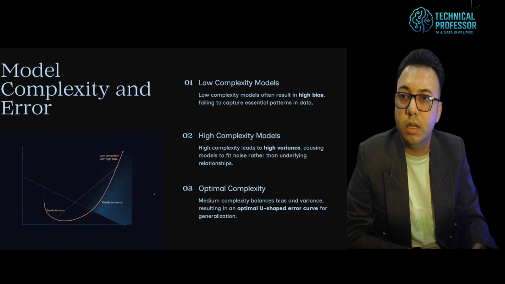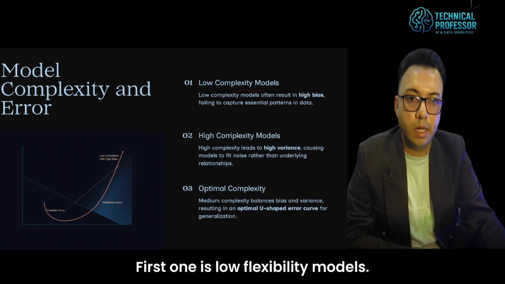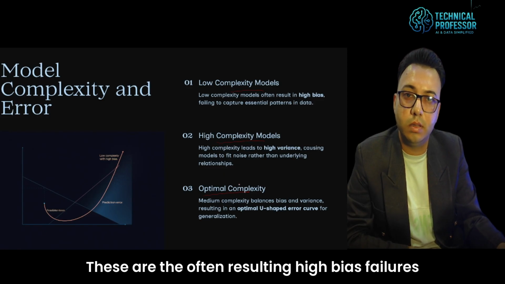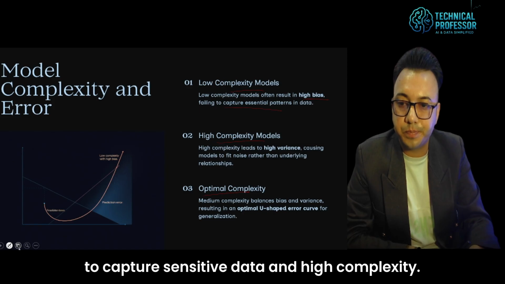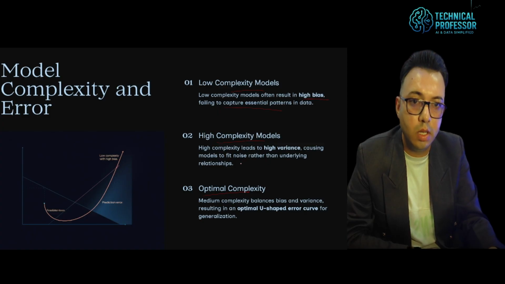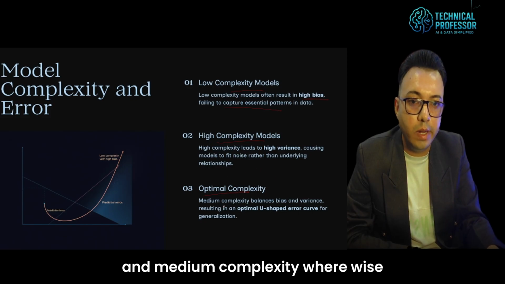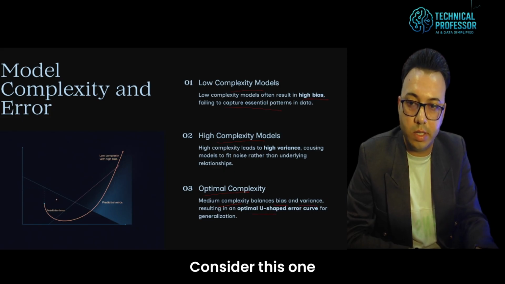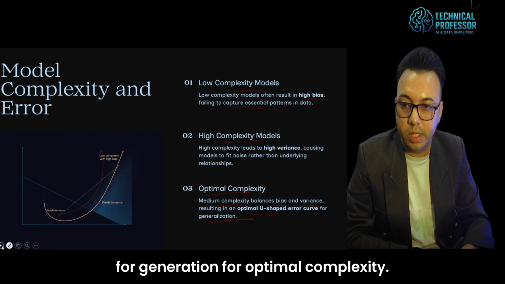So now we are going to understand model complexity and error. First one is low flexibility models, high complexity models, optimal flexibility. Low flexibility often results in high bias, failing to capture essential patterns in data. High complexity also means high variance, causing the model to fit noise rather than the underlying relationship. And medium complexity is where bias and variance result in an optimal U-shaped curve. You should consider this one for generalization, for optimal complexity.